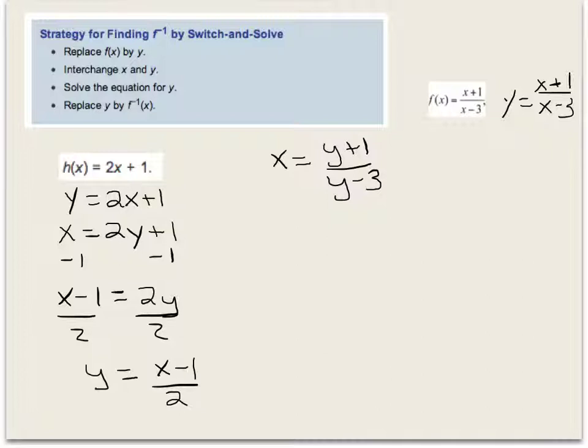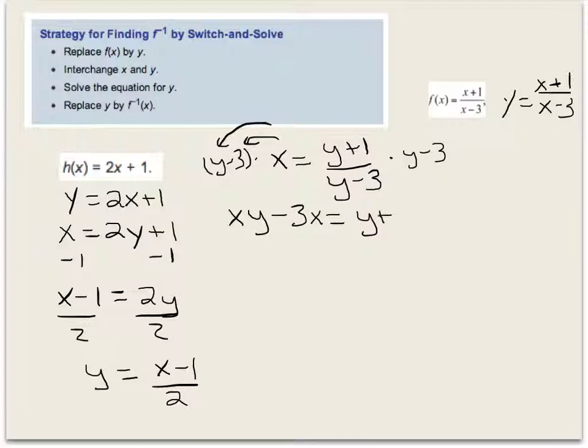We got to get y by itself. So the first thing I'm going to do is I'm going to multiply both sides by y minus 3. I'm going to distribute this x because that's important here. So I get xy minus 3x. And over here I just have y plus 1 left because those canceled. Now what I'm going to do is I'm going to subtract y from both sides so I can have the y's together, and I'm also going to add 3x to both sides.